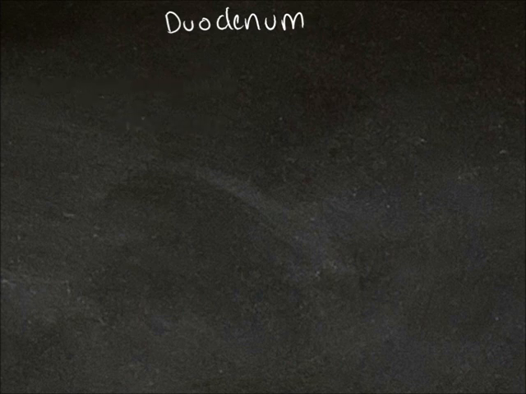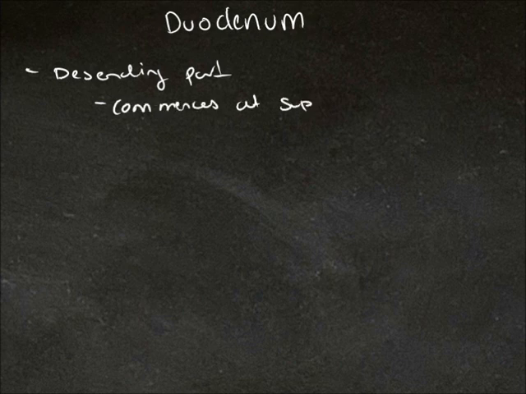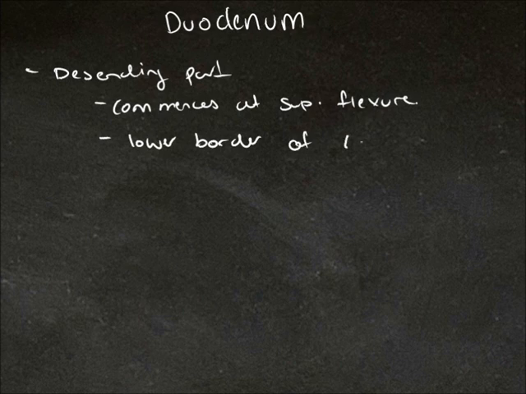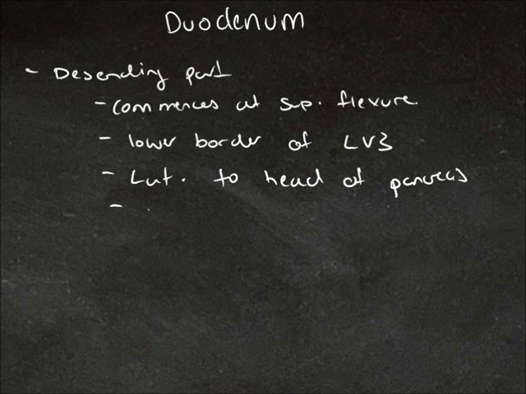Let's move on to the descending part, which is the second part of the duodenum. This commences at the superior flexure, and it lies at the level of the lower border of lumbar vertebra 3. It is lateral to the head of the pancreas and anterior to the hilum of the right kidney.